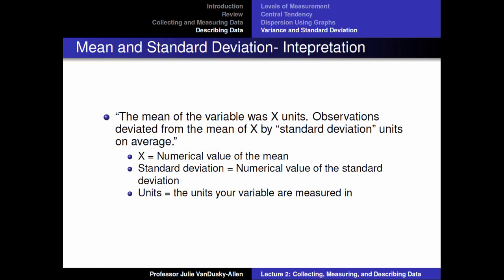Last, if your variable has a specific unit of measurement, you would exchange the word units for that specific unit of measurement. For example, if your variable is measured in dollars, you would say dollars on average instead of units on average. If your variable does not have any specific unit of measurement, just use the term units.